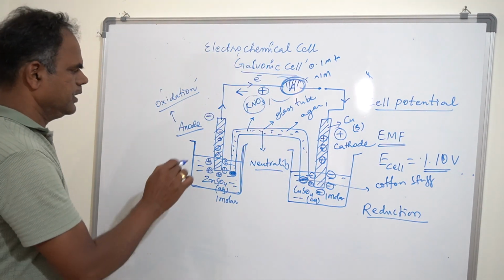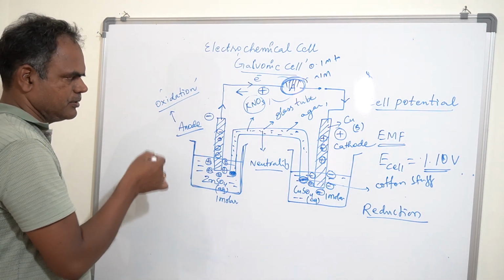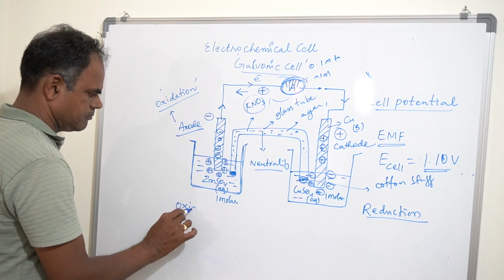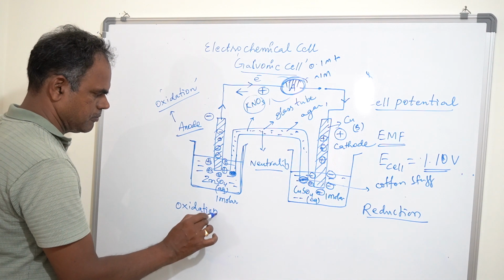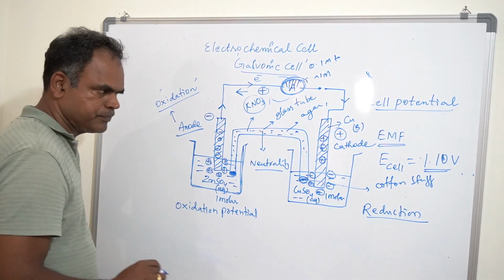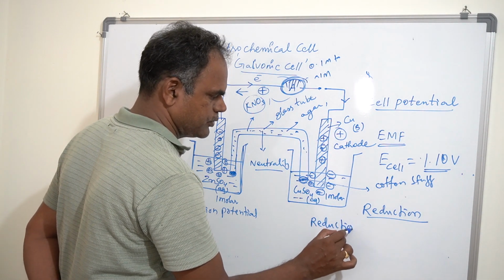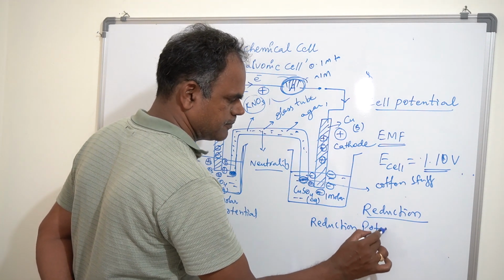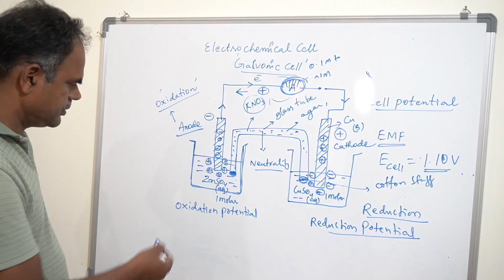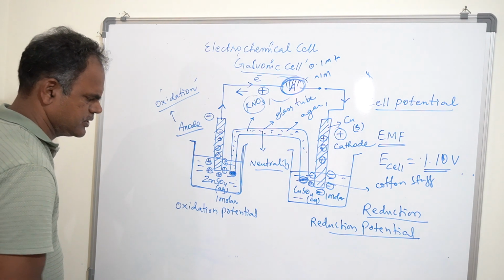That means at the anode, oxidation potential is generated. At the cathode, reduction potential is generated. Now, as a sign of convention, how do we show this oxidation potential?